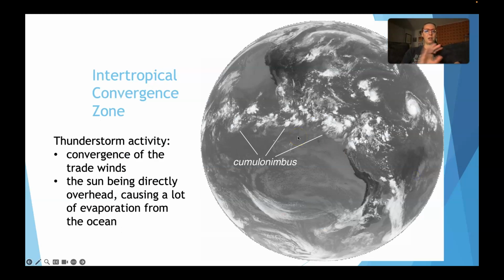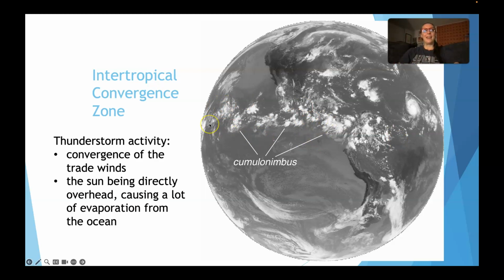And here's another way that we can visualize this using an infrared image of the world. We're looking at a full disk here, but mostly focused on the Pacific Ocean. I will also mention that this feature is most predominantly visible over the Pacific Ocean because the sun is directly overhead, which causes a lot of evaporation off of the oceans. So we see this cloudiness and potential thunderstorm activity from 2 things here: the convergence of the trade winds and the sun being directly overhead, which causes that evaporation and puts moisture into the atmosphere.